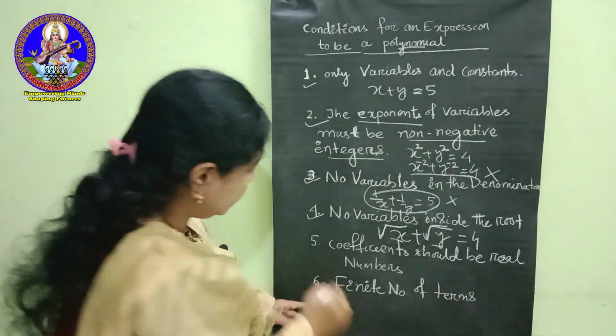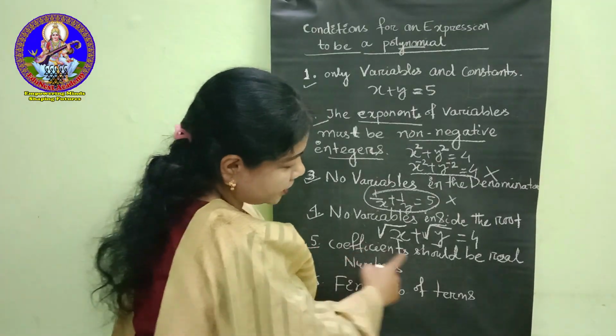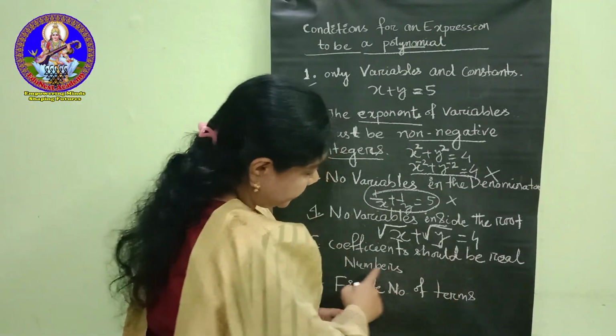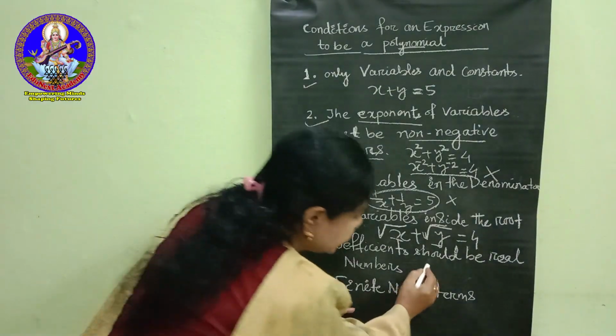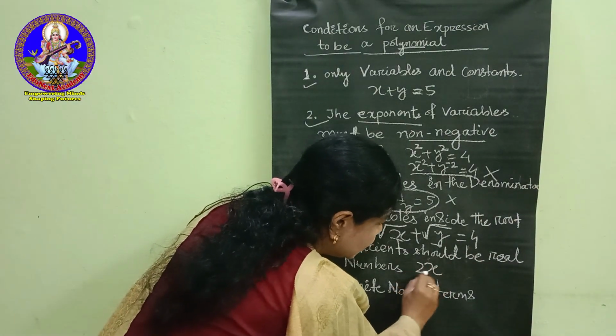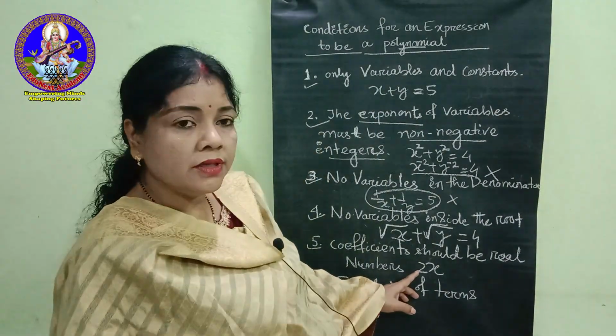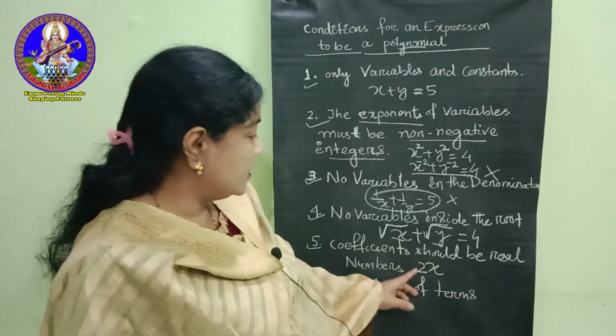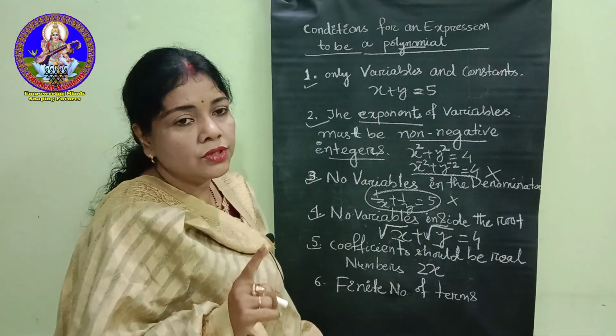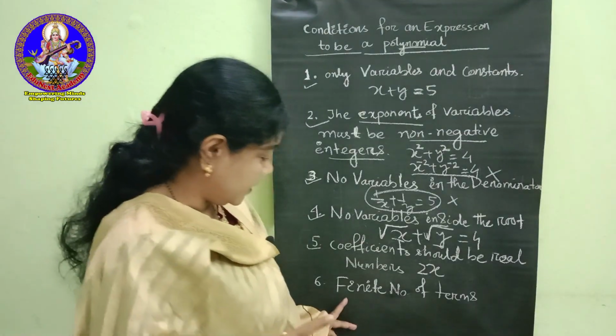Fifth condition is the coefficient should be a real number. Coefficient means this 2. So here 2 is a positive number. It is a real number. Real numbers mean starting from 0 onwards towards infinity.